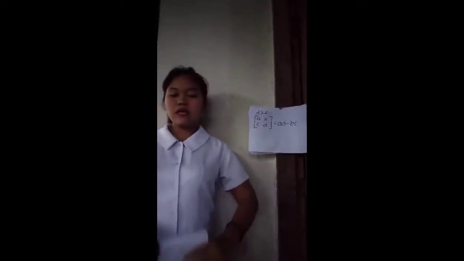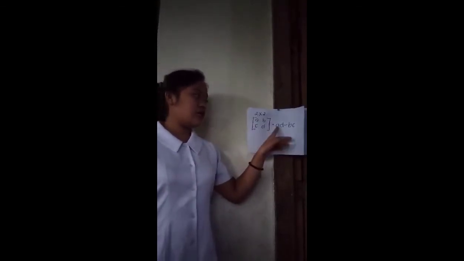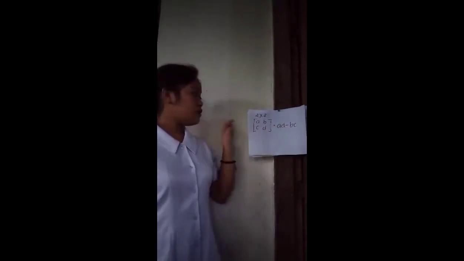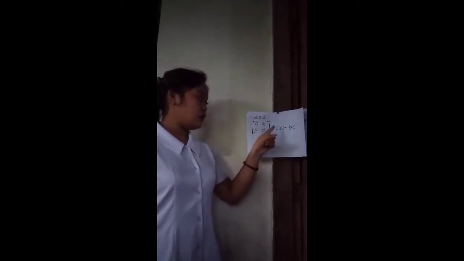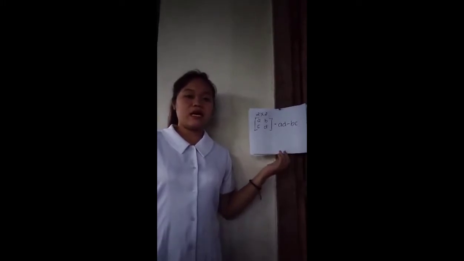First, what is a determinant? For example, in a 2x2 matrix with entries a, b, c, d, the determinant is equal to ad minus bc, the diagonal ad minus the diagonal bc. So, that is the determinant.